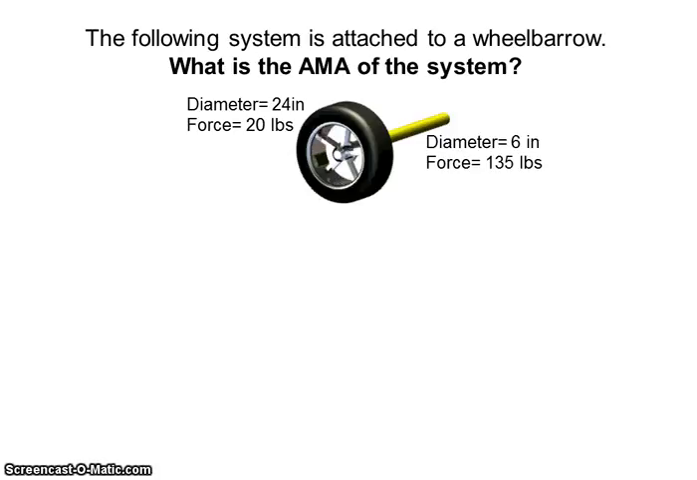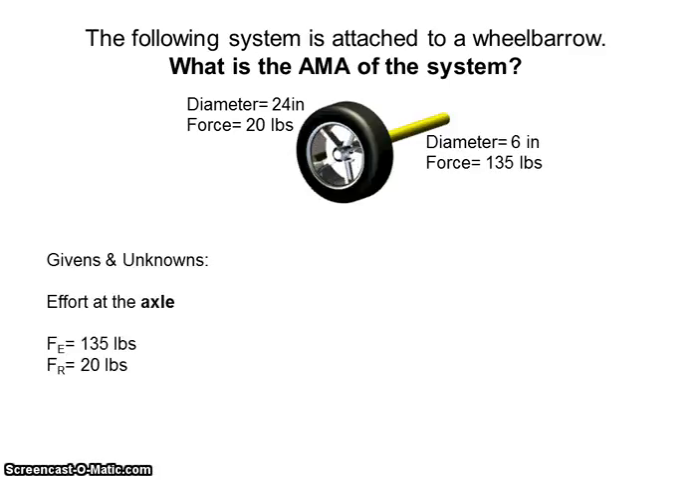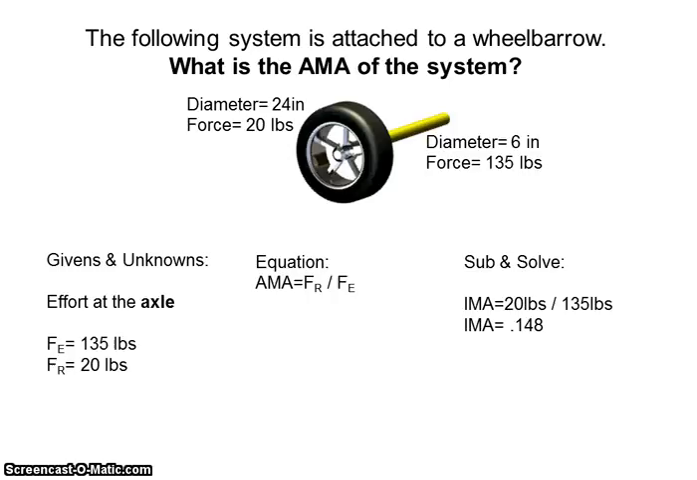Now we want to find the AMA of the system. So we still have our effort at the axle, so our effort force is going to be the force on the axle, which is 135. Our resistance force is going to be that force on the wheel, which is 20 pounds. Our AMA is force resistance over effort force, so we plug those in and we get our AMA of 0.148.